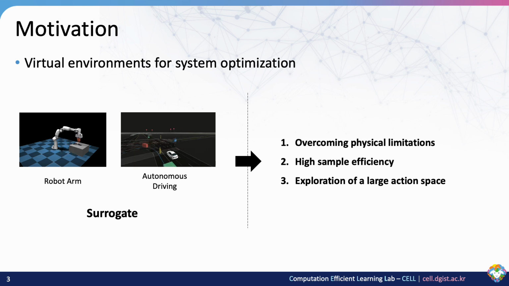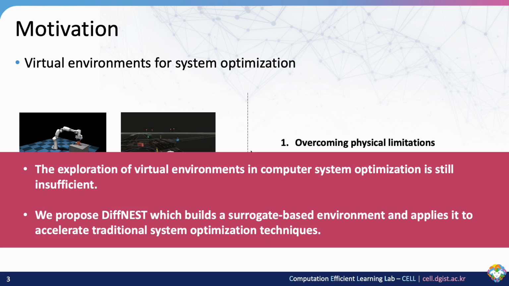Other fields extensively leverage data obtained from virtual environments. In these settings, surrogates explore a variety of behaviors to efficiently gather training data. This approach overcomes both physical and temporal constraints. However, there is still insufficient research on using these kinds of methodology in computer system optimization. We propose DeepNest, which builds a surrogate-based environment and applies it to accelerate traditional system optimization techniques.